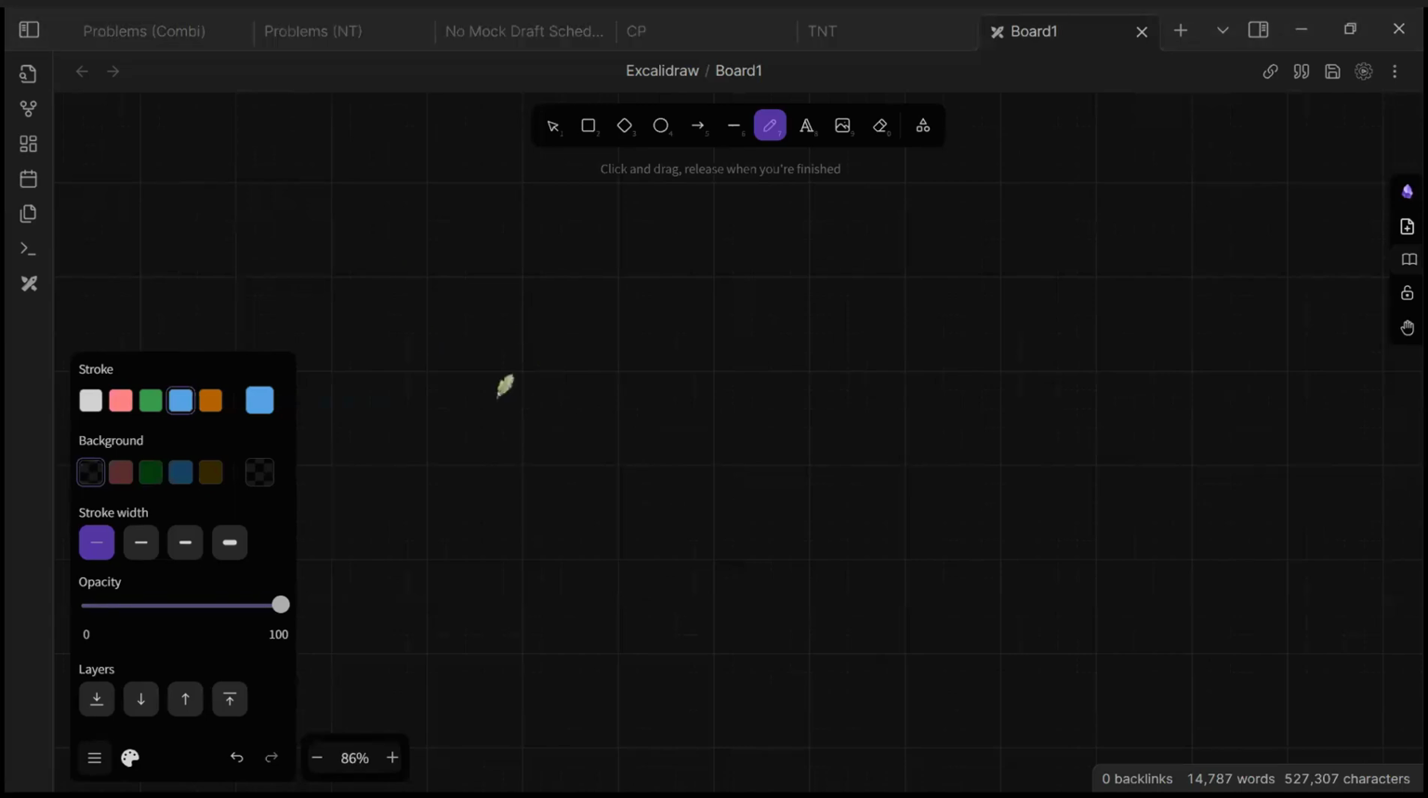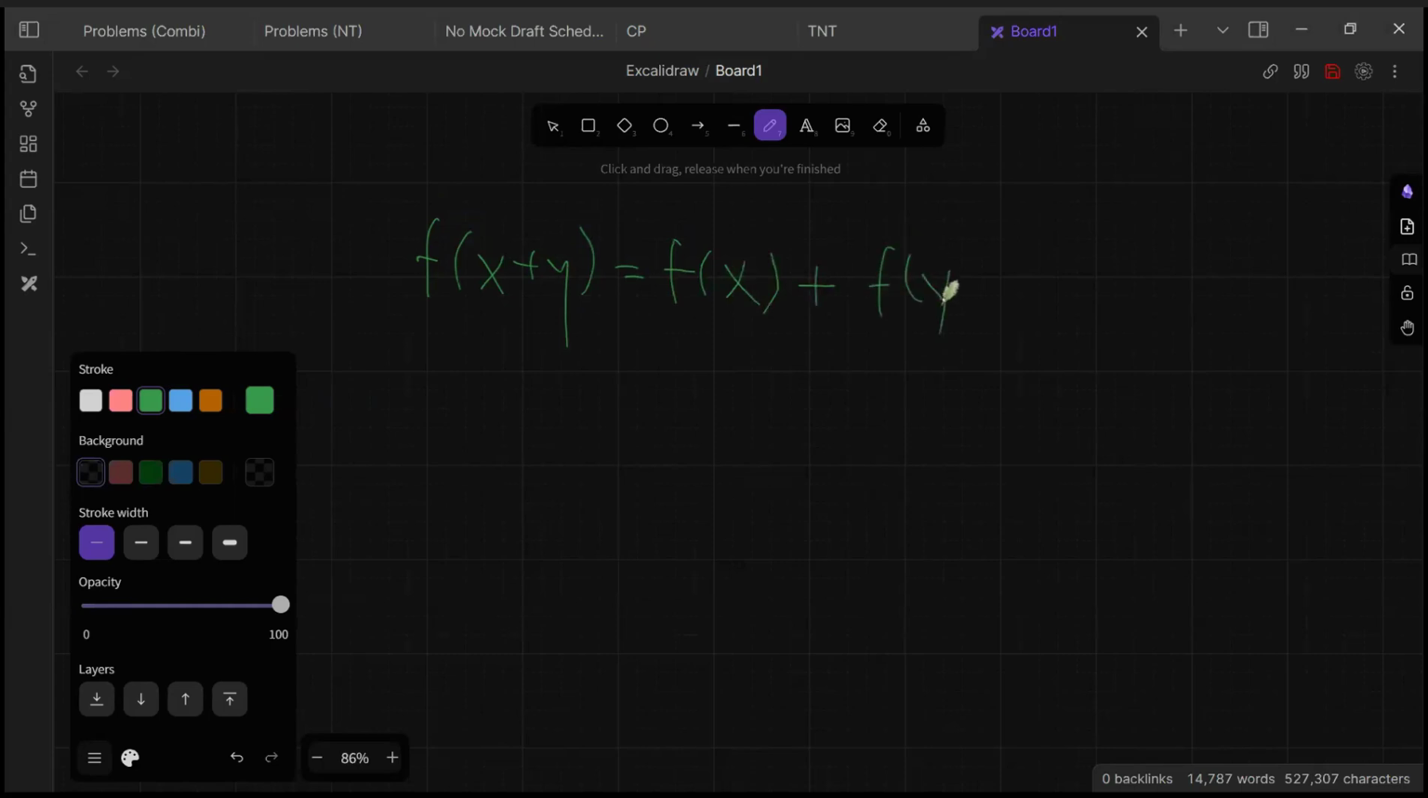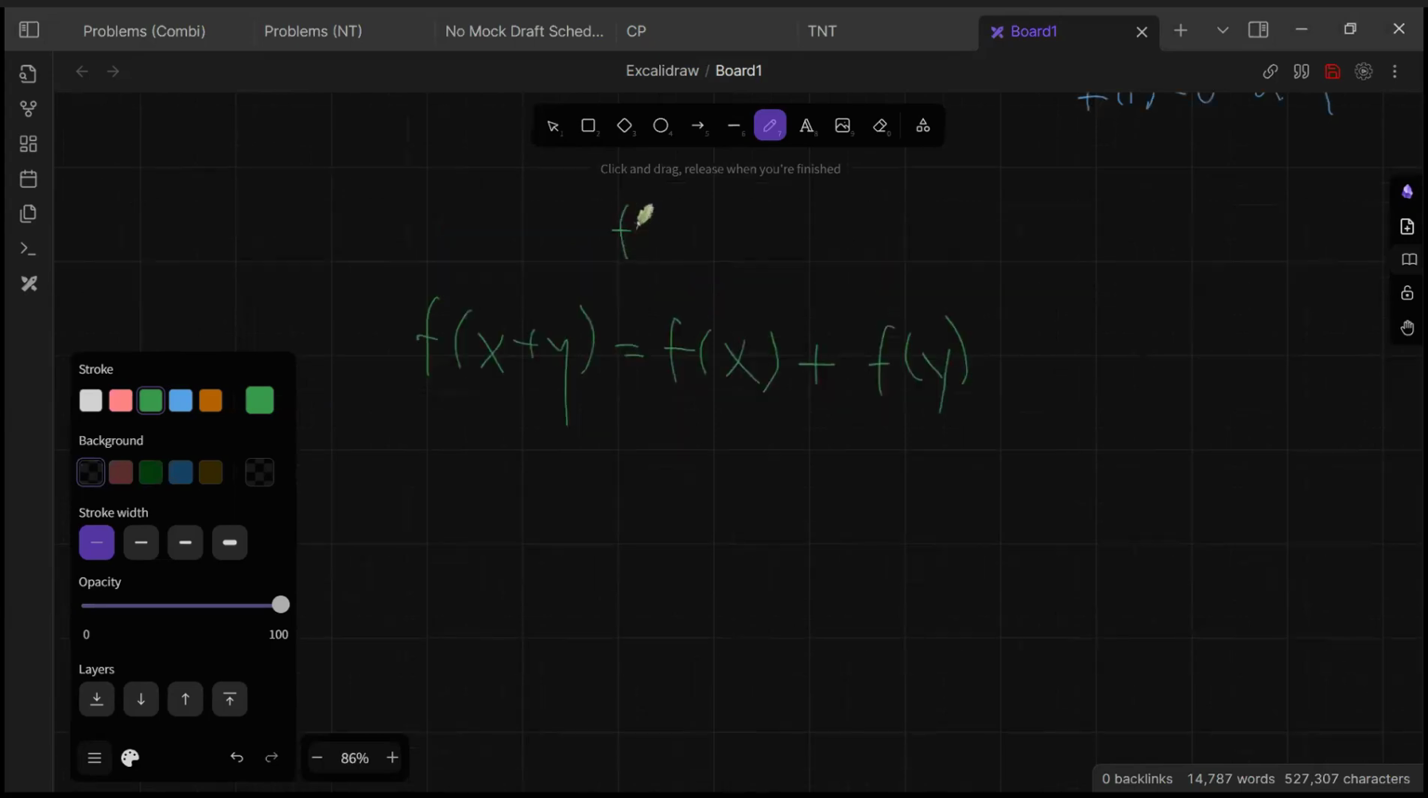So we'll look at a very simple functional equation now. And this functional equation is going to be f of x plus y is equal to f of x plus f of y. And we look at this from naturals to naturals.